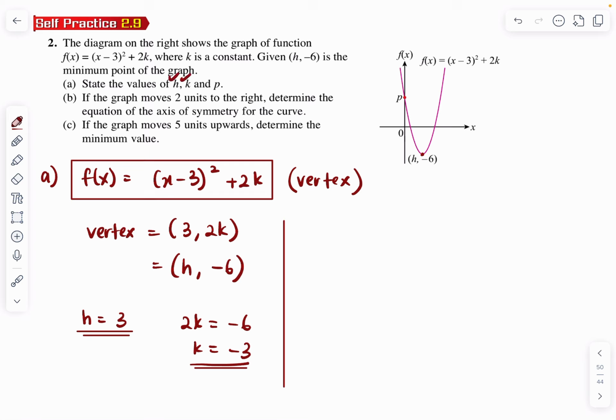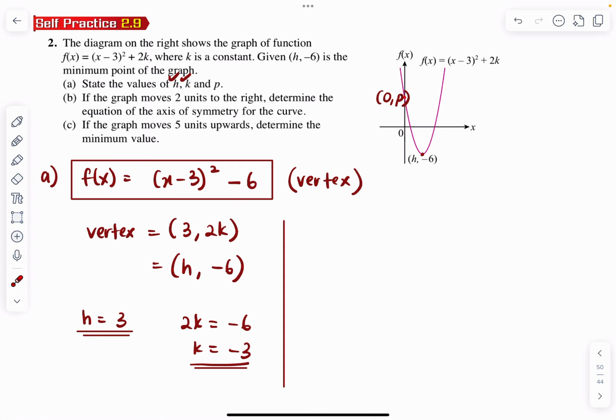Next, let's find p. So p is the y-intercept. Let's write the full coordinates of p. For the y-intercept, x will be 0. So this will be 0, p. Now that we know the whole equation, we already found k. So you can just put this coordinate into the equation and find the answer. Let's rewrite the equation. Just now we found k is negative 3, so 2 times negative 3 will be negative 6. This is our new updated equation.